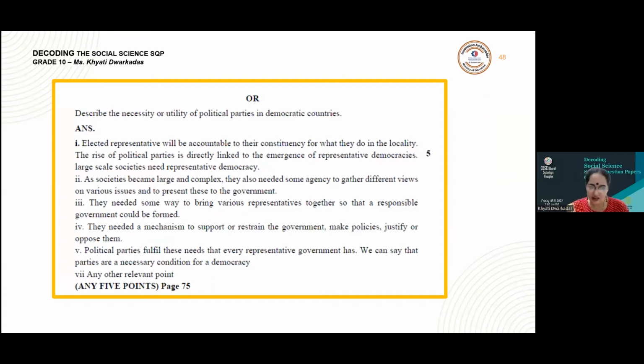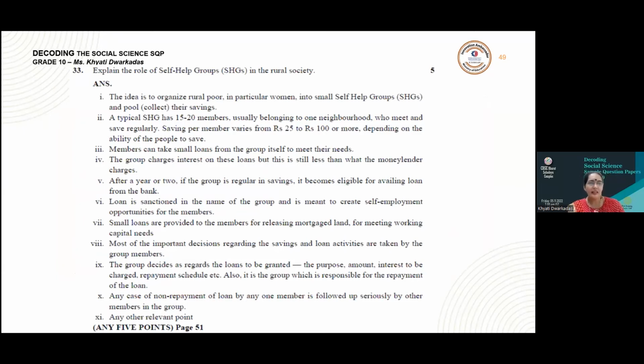There are those pages around page 75 where this kind of a question has been asked, they pick up the first line or the last line of the page and they ask you this question. So this is one of the very frequently asked questions over the years. Then explain the role of SHGs in the rural society. So when you look at the role of SHGs, it's very clearly given in the book. Any 5 points in the role are accepted.